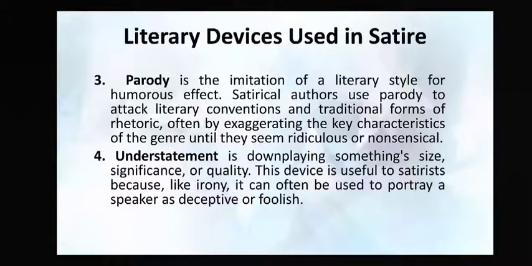Then we have the understatement. Understatement is like when you say something lesser than what you want to convey. It is downplaying something's size, significance, or quality. Now, this device, like irony, can be used to portray a speaker as foolish.